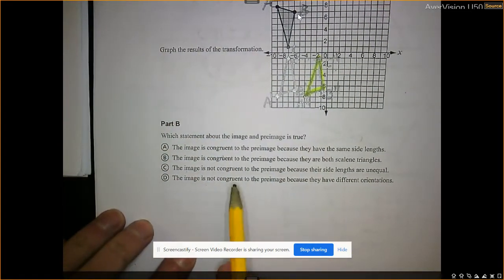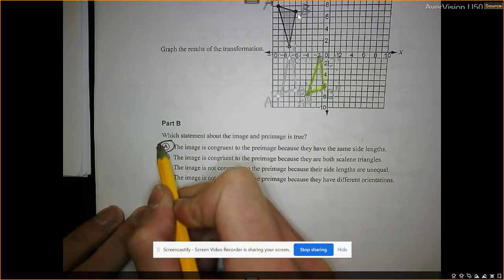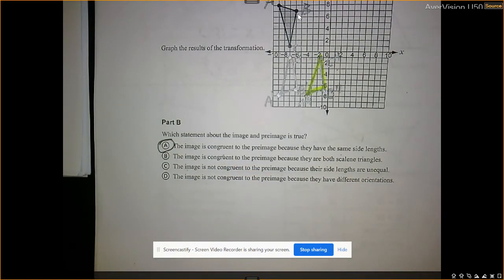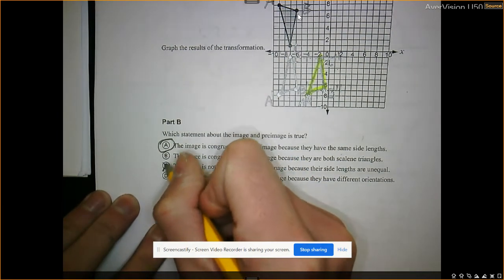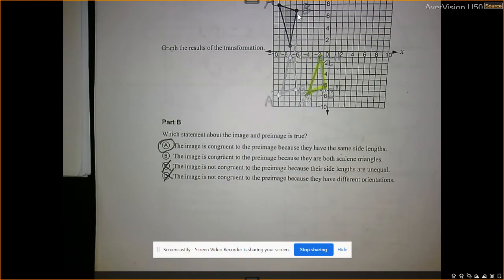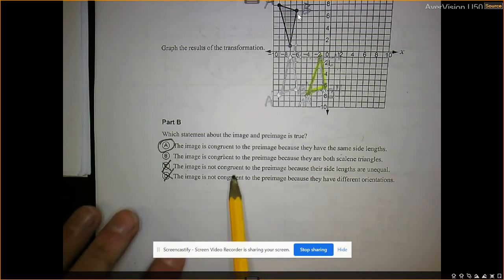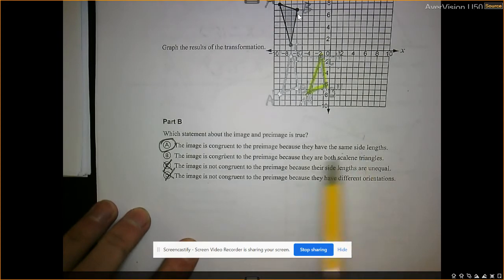The image is congruent to the pre-image because they have the same side lengths. Yeah, we didn't dilate. They have the same side lengths. So that for sure is true. Okay, we know it's not C or D because we didn't dilate at all. They're always going to be congruent if we didn't do any dilations. If we're just translating, reflecting, or rotating, it creates congruent figures. They do have the same side lengths, so A is correct.